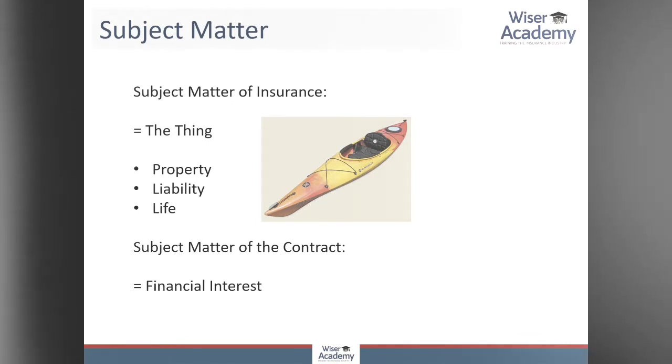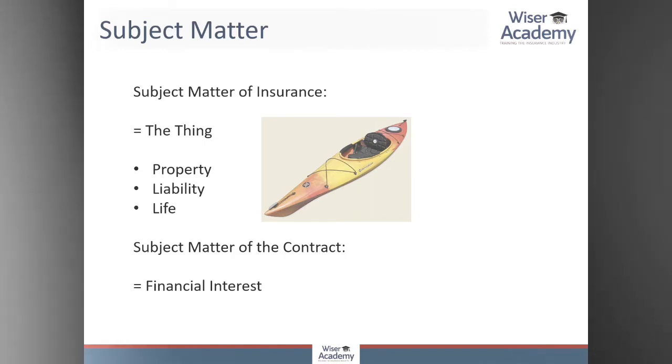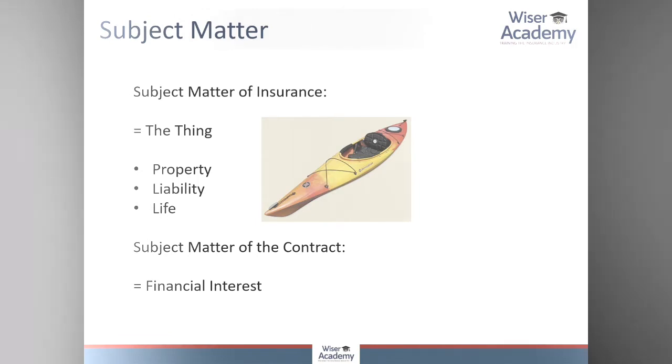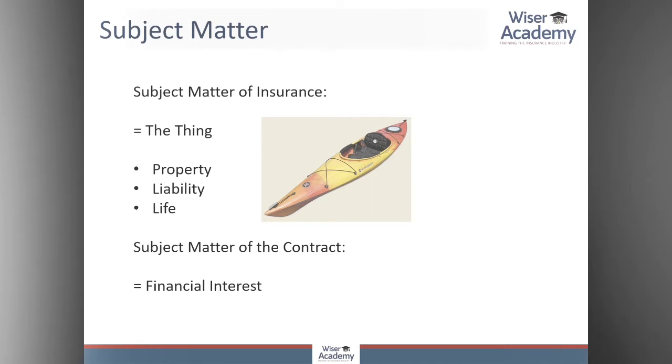For instance, I've put a picture of my kayak on the screen because I love to do a bit of kayaking when possible, and I also insure my kayak. For the subject matter of my kayak insurance, I could tick all 3 of those boxes. There's the thing I'm insuring, the piece of property, which is the kayak itself. If I was to injure someone whilst out paddling, I have an amount of liability cover that the policy provides. And if I'm injured, the policy pays out in the event of injury to my life.